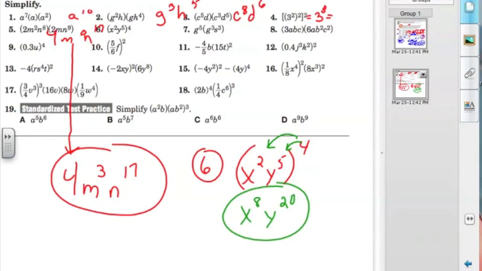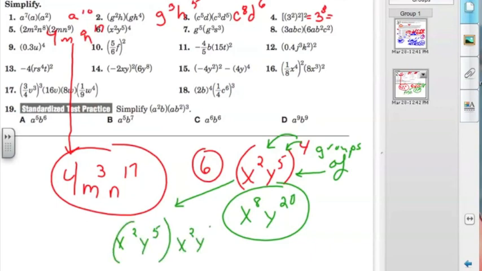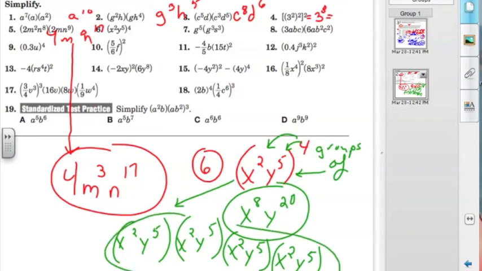Now, if you're getting stuck with that, the reason is you have 4 groups of this. So if you have to think about it in expanded form, what it's saying is x to the 2nd, y to the 5th, you have another one, you have another one, you have another one. All right, so we have 1, 2, 3, 4 groups of those, and if you multiply them all out, you get this answer here. That's where the rule comes from.